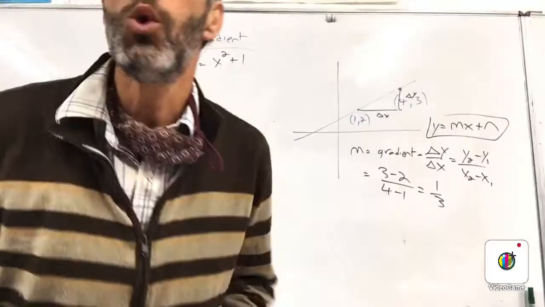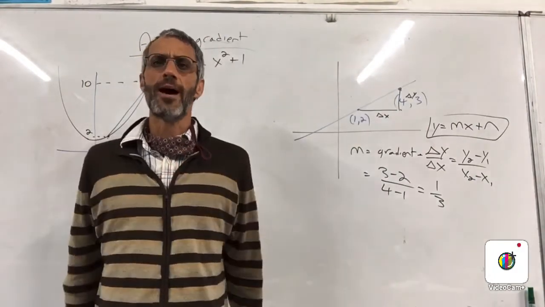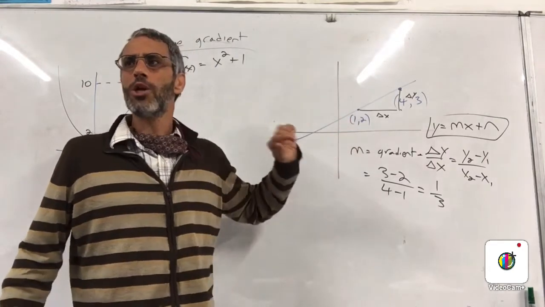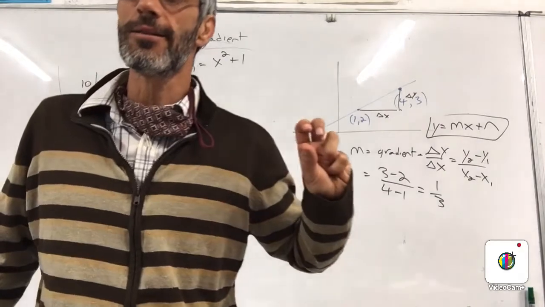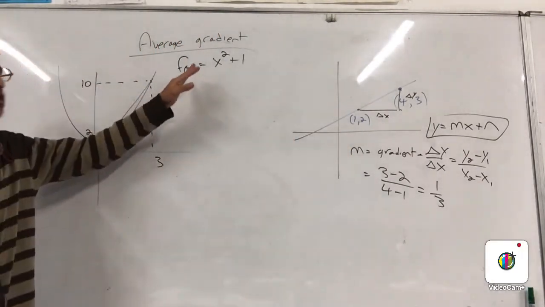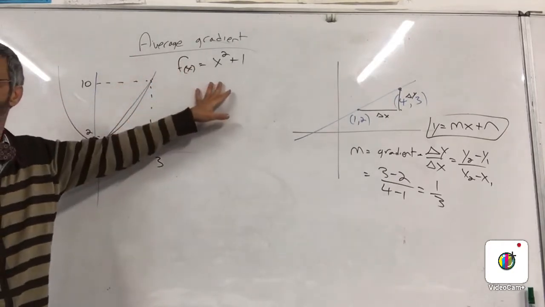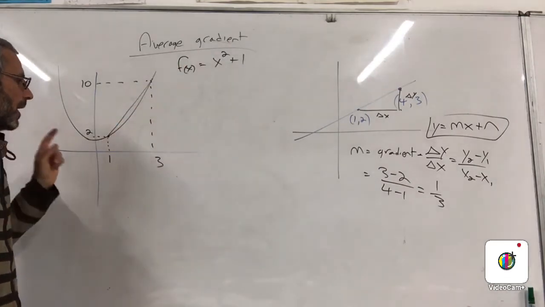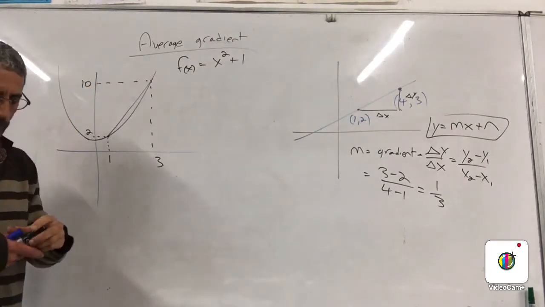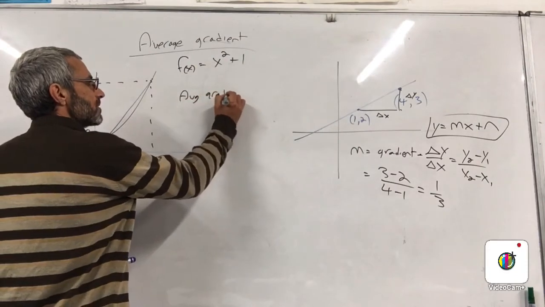When we were calculating gradients even in grade 9, we were only looking at linear graphs. What we're going to do now is calculate gradients of any function. What kind of function is this graph? It's a parabola, a quadratic function. I'm asking you to find the average gradient.